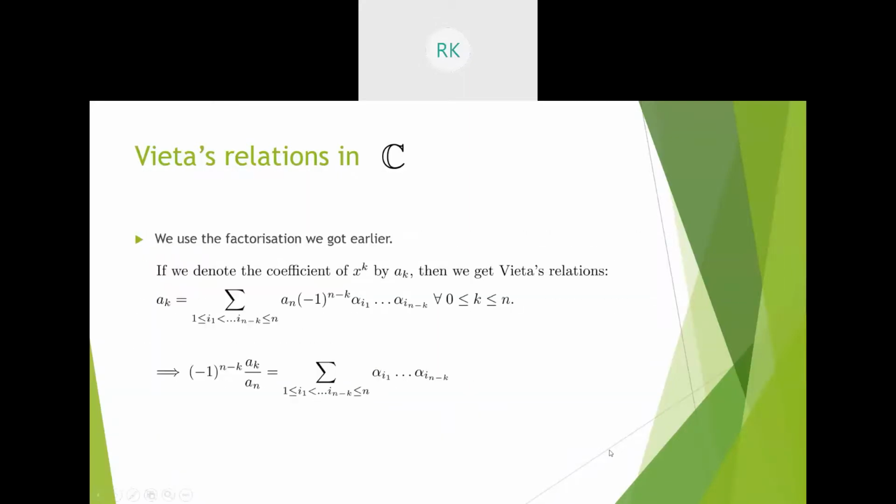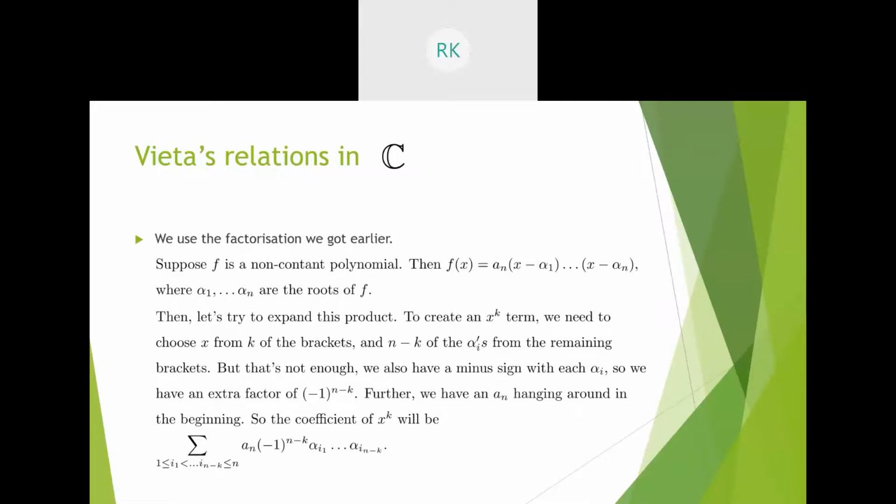So you did only the quadratics. Anyways, let f be a non-constant polynomial. If f is a non-constant polynomial, say of degree n, then it will have n roots, maybe with repetitions. So f(x) can be factorized as a_n times (x - alpha_1) times (x - alpha_2) and so on up to (x - alpha_n), where the alpha_i are the roots. Now we need some patience to expand this product. Let us try to expand it.